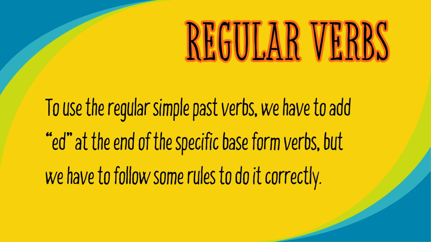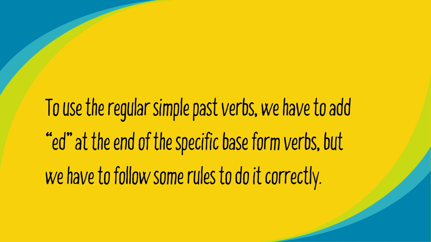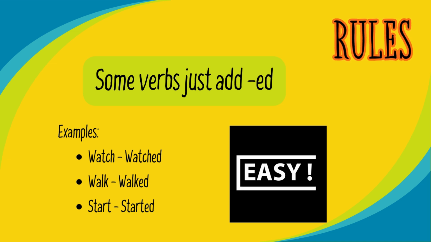To use the regular simple past verbs, we have to add ed at the end of the specific base form verbs, but we have to follow some rules to do it correctly. For some verbs, you just have to add ed at the end, like watch, watched, walk, walked, start, started.